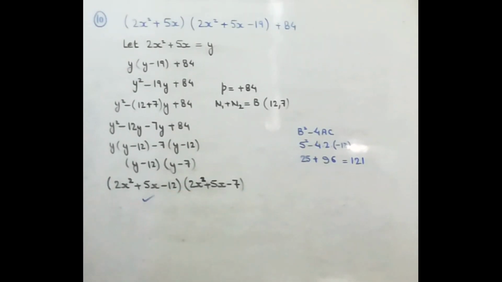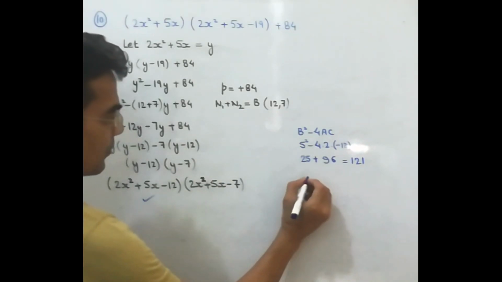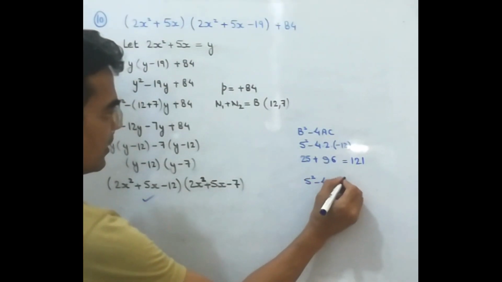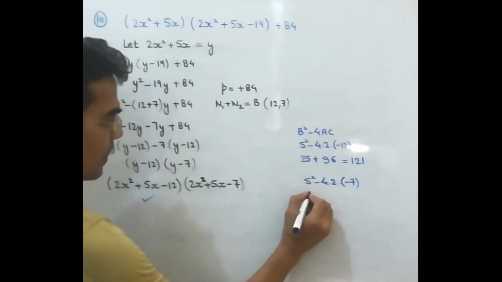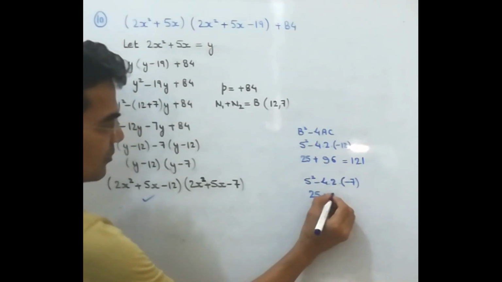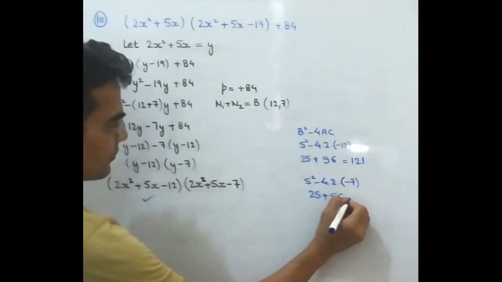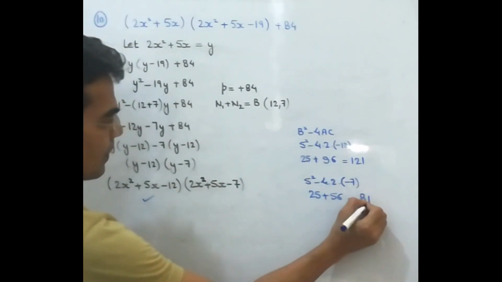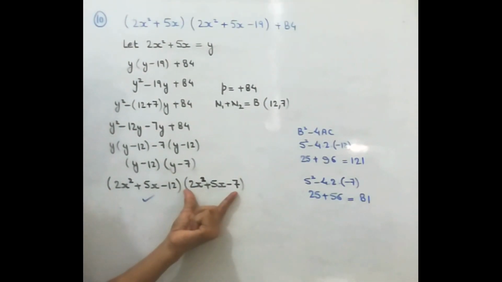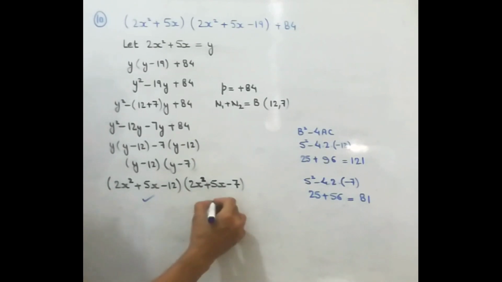Now let us check for this. B square minus 4 into A into C. So it's 25 minus minus plus 56. So again we are getting a perfect square, so that means this expression can be factorized further.